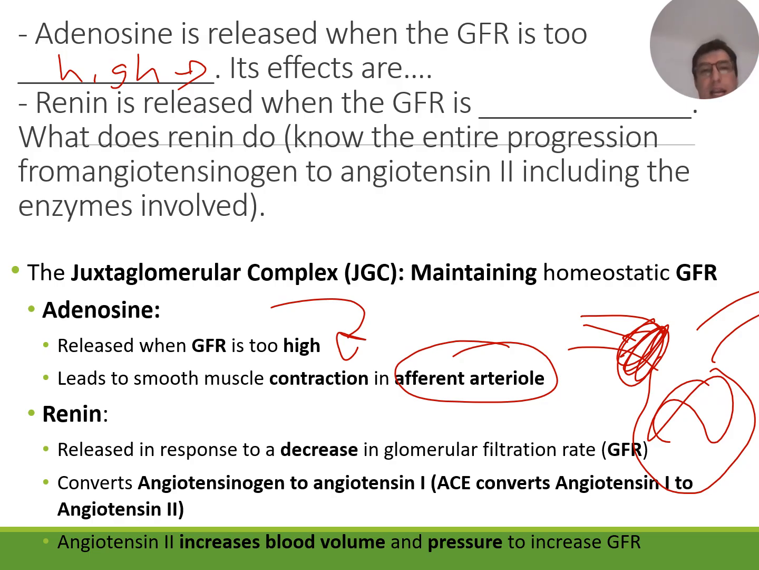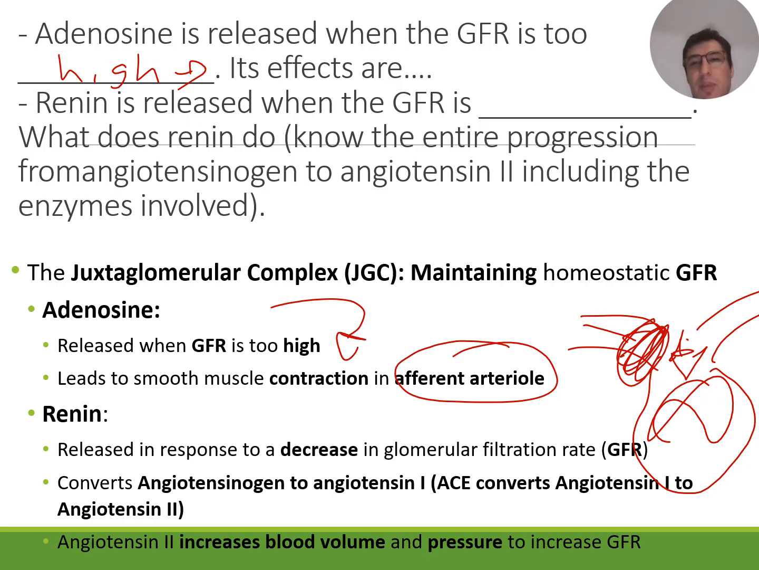Renin is an actual hormone, and this is released to increase glomerular filtration rate, in response to a decrease in glomerular filtration rate. So when there is less blood volume through that juxtaglomerular complex, these cells will release renin that will lead to angiotensin 2 creation, and this will hopefully increase blood volume, and with that we increase GFR.